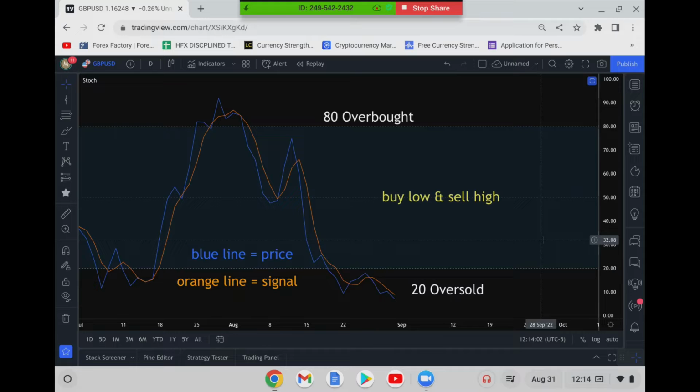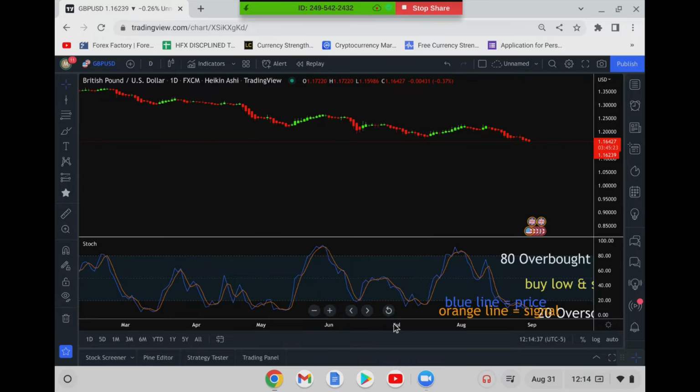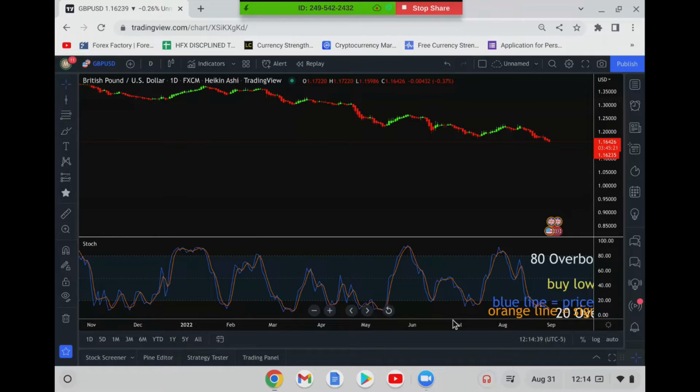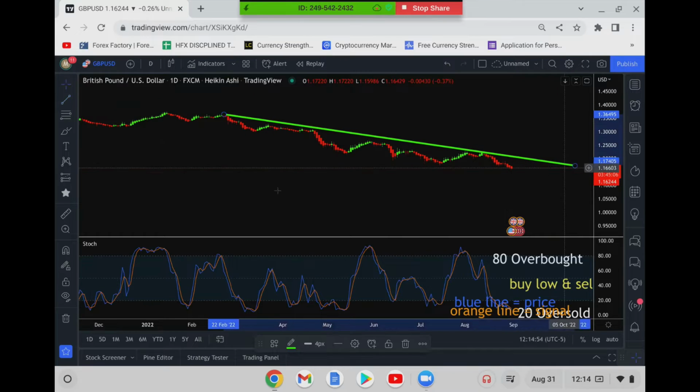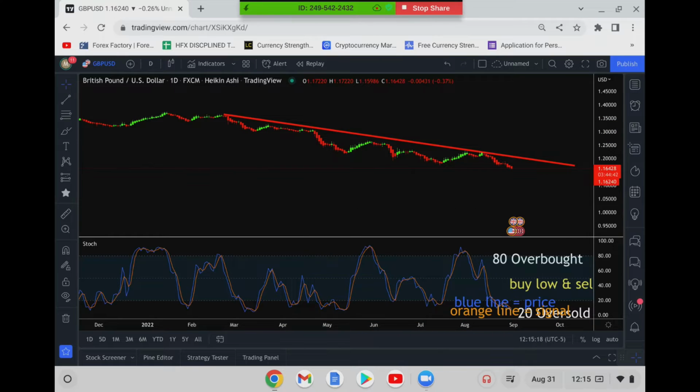So let's go ahead and take a look at an example from the past. And I'm going to show you guys how you can utilize our overbought, oversold regions along with our blue line and our orange line in order to find entry signals on your trades. So I'm going to start by drawing this downtrend from here to here, just so we can see how price is currently respecting this trend line. And now let's go ahead and compare this chart to the stochastic oscillator to look for optimal points within the market where we should have entered a trade.